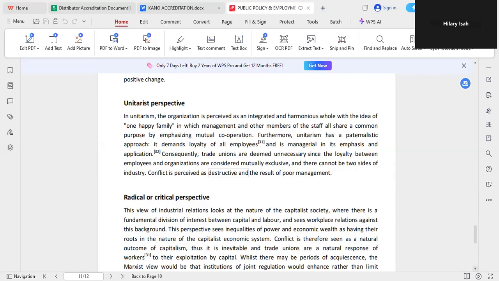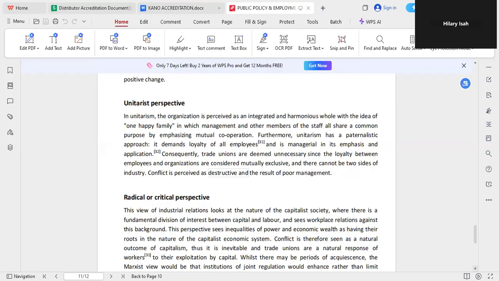And they view conflict as something that is bad, as something that comes because of poor management, rather than that conflict will definitely occur and systems can be put in place to effectively manage it. Okay, so that is how the unitarist perspective views employment relations: as one big family, where there should be cooperation, working together. Conflict is not a good thing, and therefore if there's conflict, it's because there's poor management. Well, that is their view.